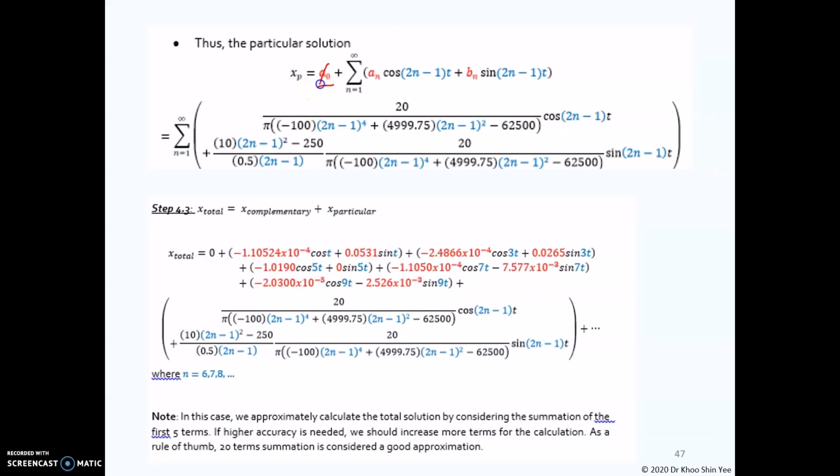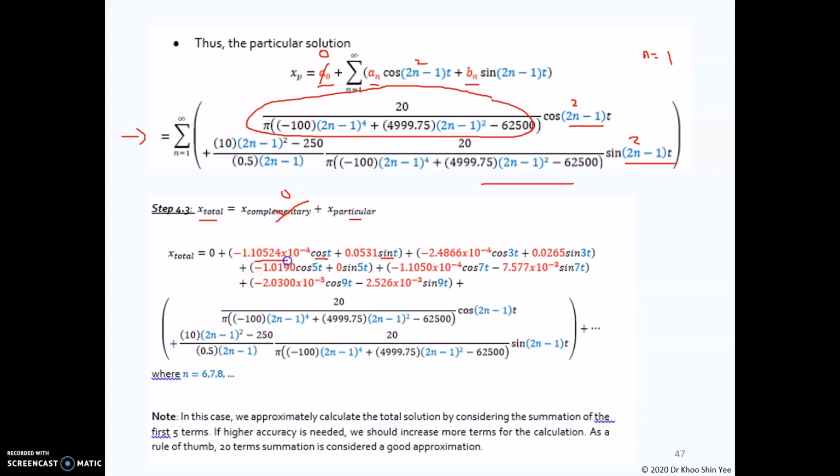So you obtain your a0 to be 0, and substitute the answer for an and bn, you obtain the particular solution to be this. So your total answer is equal to 0 plus the particular solution. Therefore, for the particular solution, substitute n equal to 1, you should obtain 2 minus 1, which is equal to cos t. Substitute n equal to 1 here, you obtain 2 minus 1, which is equal to sine 1t, which is this. Substitute n equal to 1 inside here, you obtain this coefficient. Substitute n equal to 1 to bn here, you obtain another coefficient here. So this is the answer when n is equal to 1.